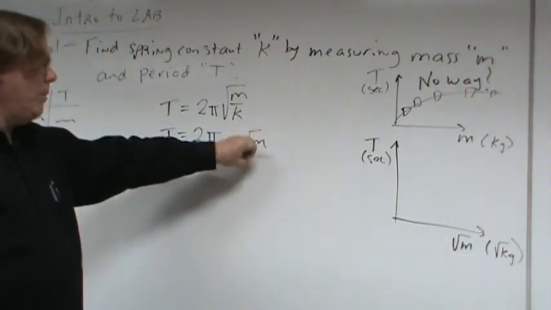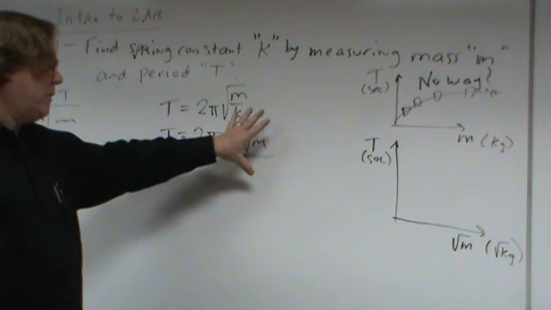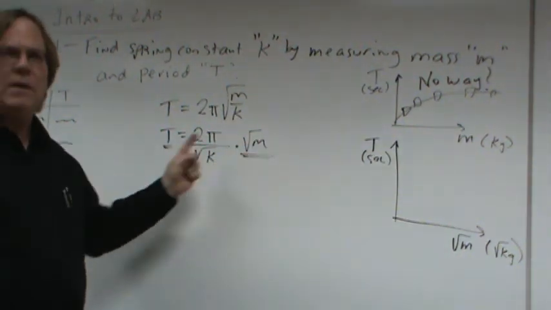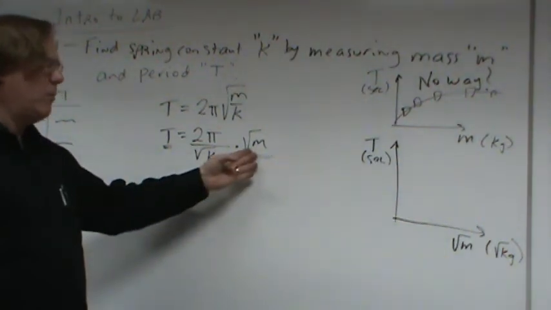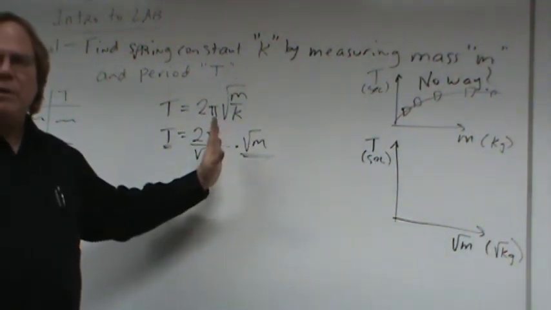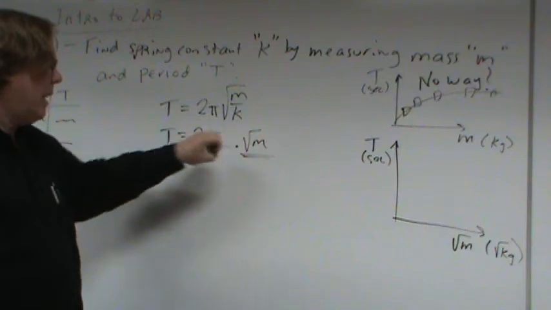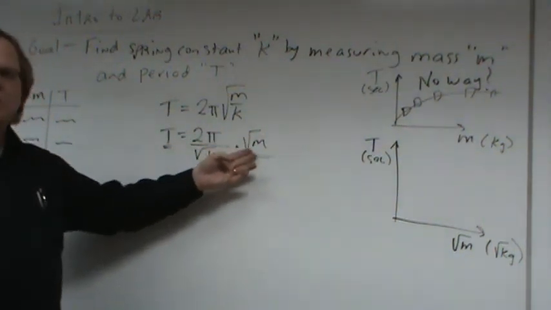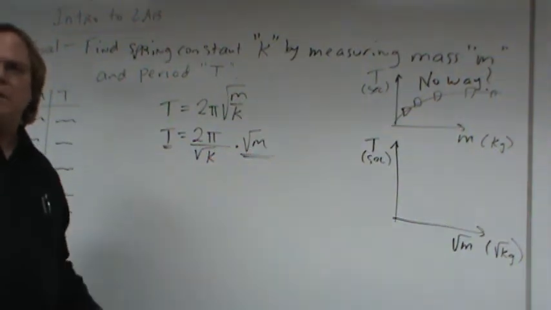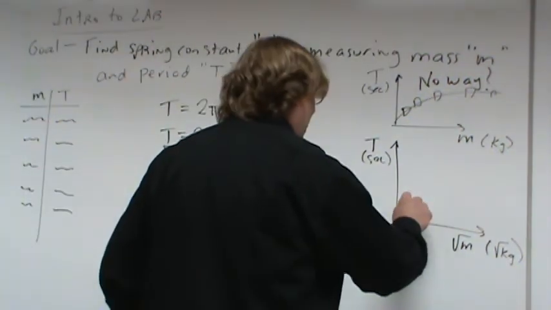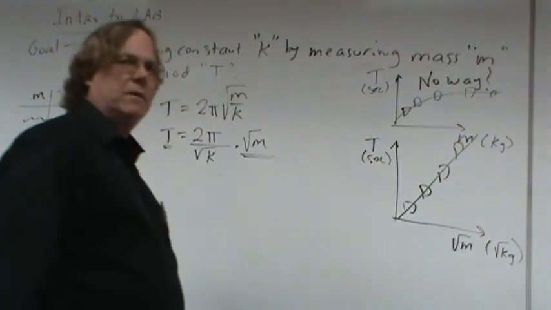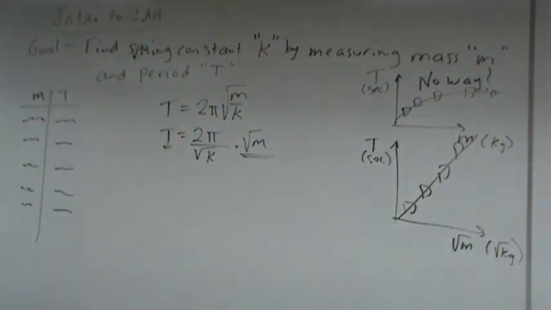Because if I double radical m, I double T. If I triple radical m, which means I'd have to multiply m by 9, then I triple T. Or if I double radical m, which means I'm quadrupling m, but we don't care about that. If I double radical m, I double T. They're proportional to each other. T is proportional to radical m. And so, yeah, if I graph T versus radical m, I'm going to get a straight line. You see that?